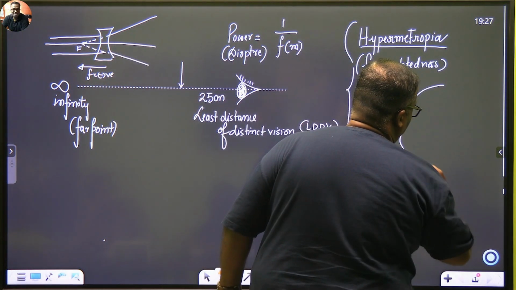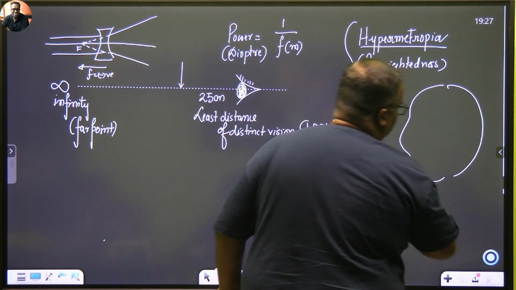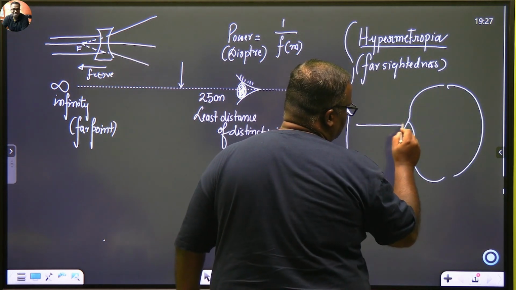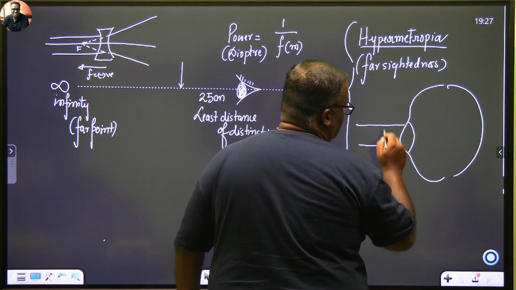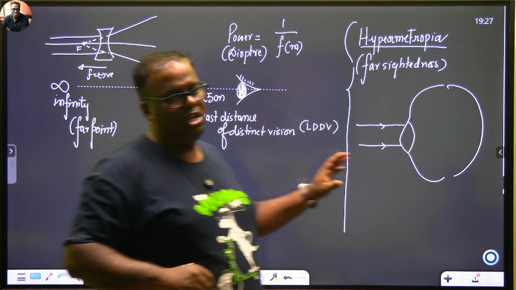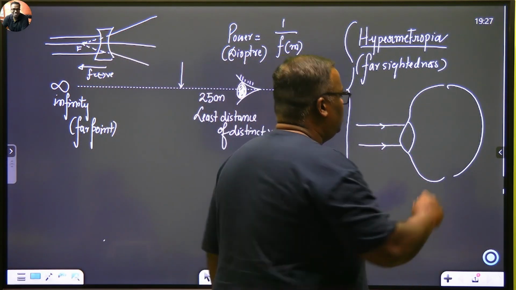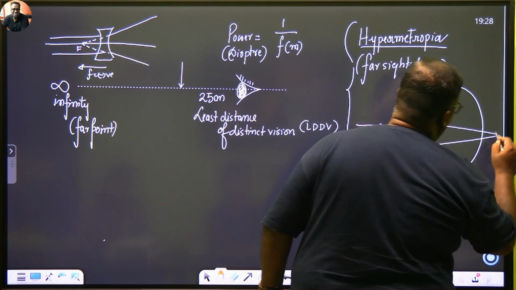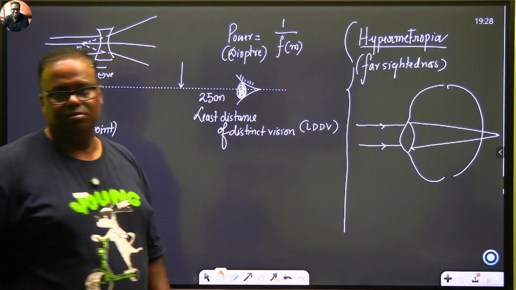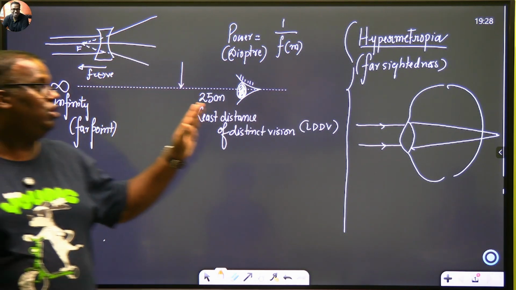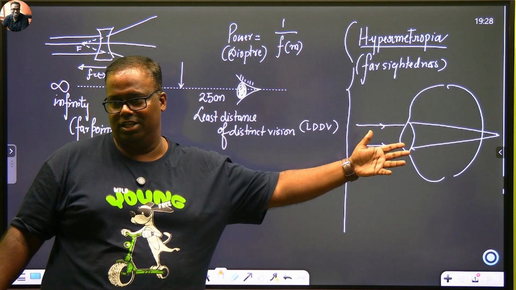So this is the eye, and this is my eye lens. So in this case, it's opposite. Your eye lens has a very long curvature. It is not converging the rays. So the rays are getting formed where? Outside the retina. Whenever you are at 25 centimeters, your image formation is happening outside the retina.